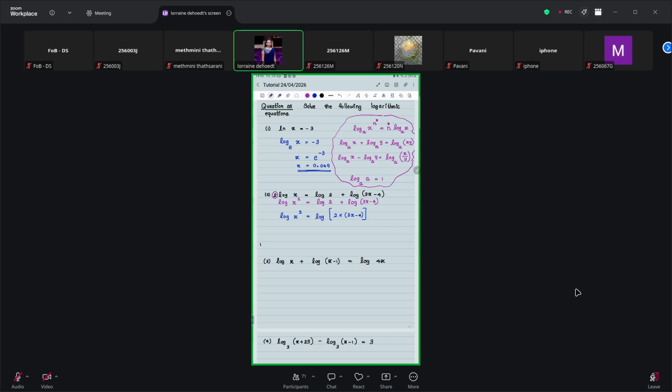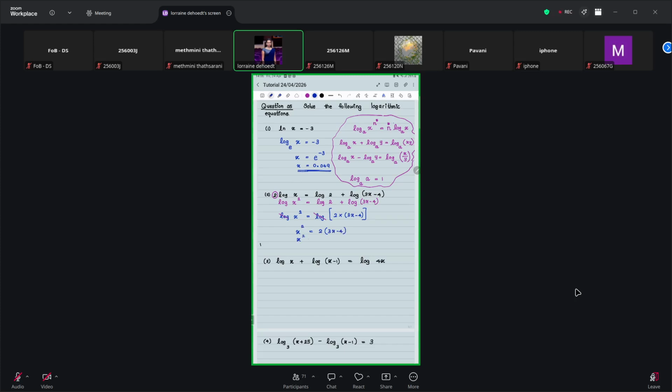Okay, then there is one log term on the left hand side and also one log term on the right hand side. Then you can cancel out log to log. That means you can get the anti-log.